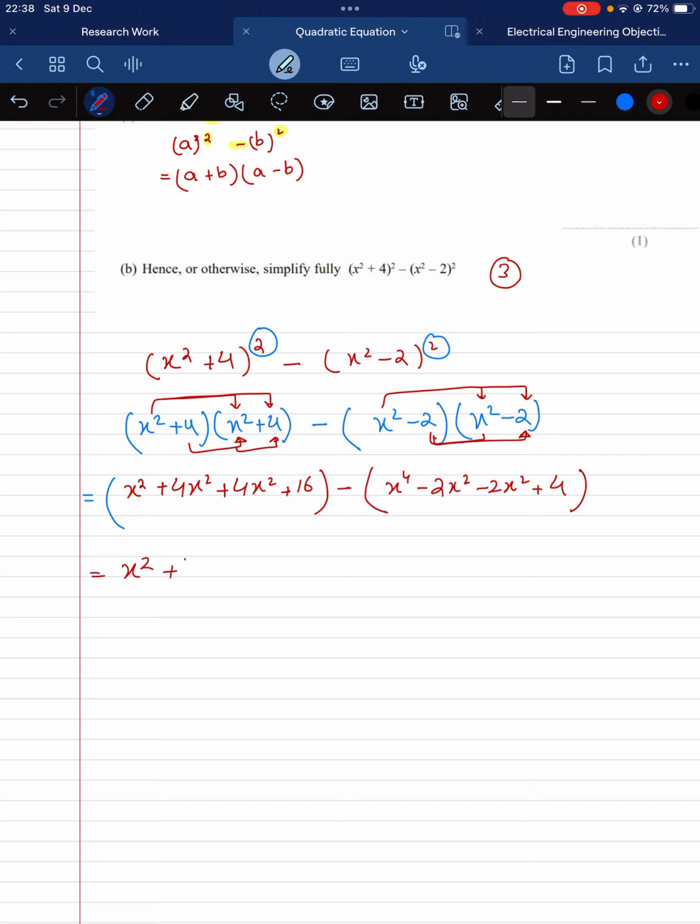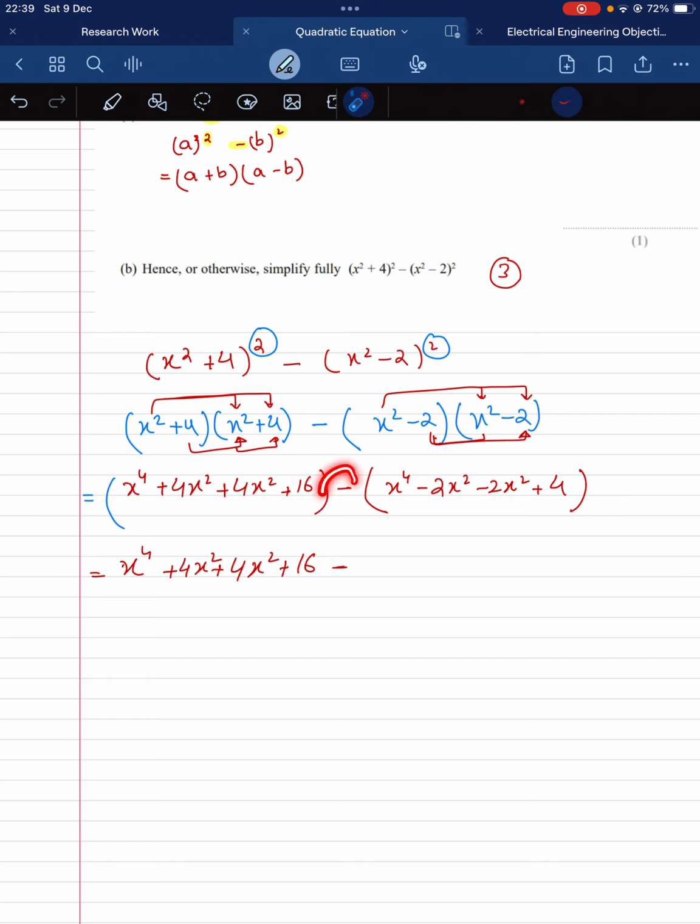x⁴ plus 4x² plus 4x² plus 16. Okay, sorry, this is x⁴, not x². This is x⁴, the first term, because when we multiply them we get x⁴. Okay, then because of this minus, all of the inner signs will be changed. If you multiply the minus inside the bracket, all of the signs will change.